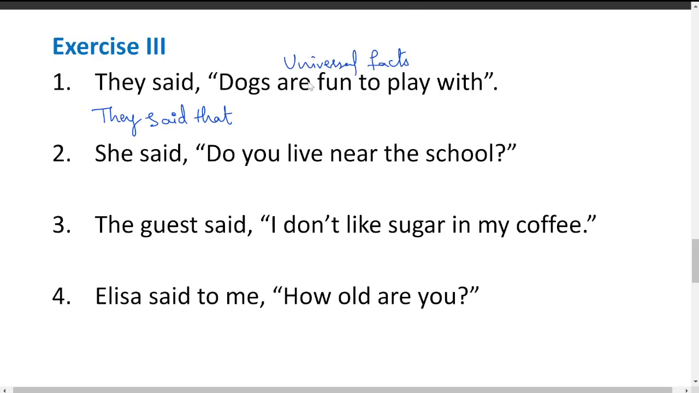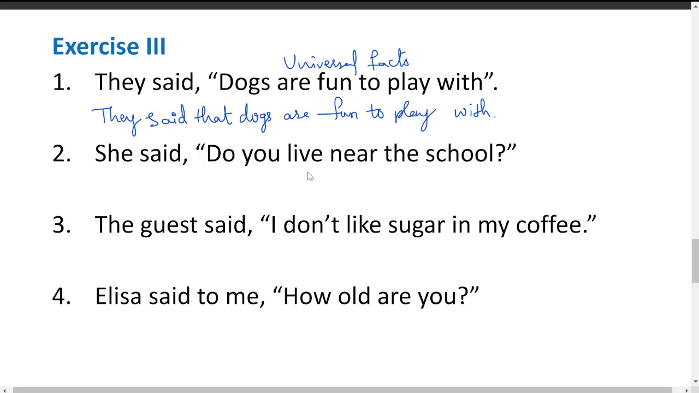We are speaking about the nature of these dogs. So in these universal facts, you cannot just change the sentence into past. The sentence must be used as is. They said that dogs are fun to play with, as it is. You cannot change the tense. Okay, since it is a universal fact, that is one rule.